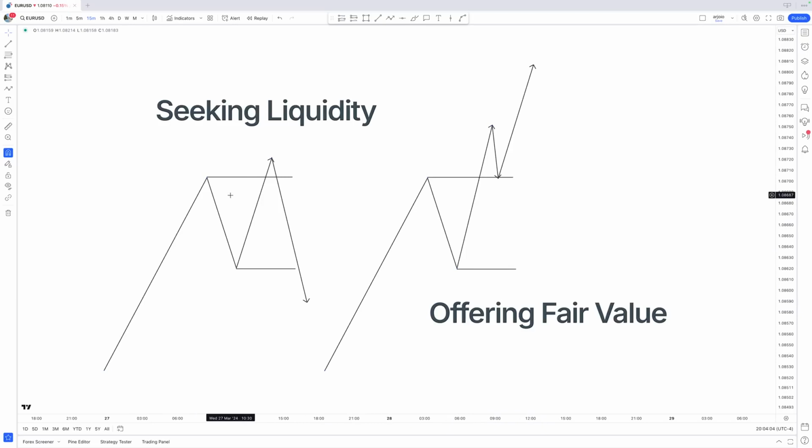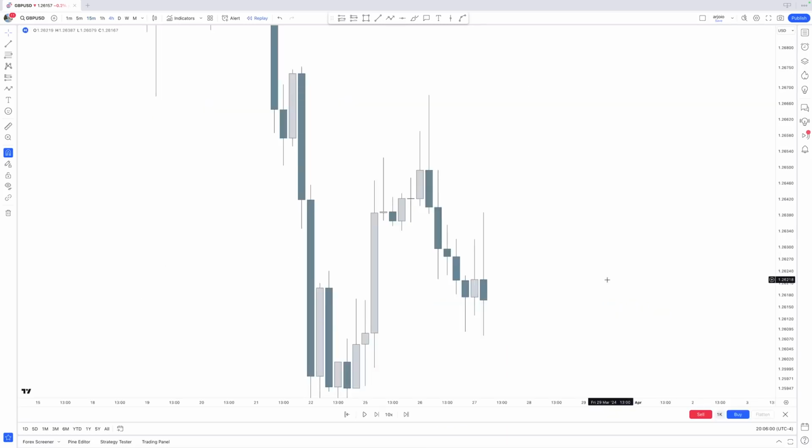The first one, seeking liquidity, is again that sweep of liquidity as well, where offering fair value is associated with that run on liquidity. Here we are on GBP/USD on the 4-hour time frame. The higher time frame premise is to already continue lower, so I'm already looking at lower prices. That's quite important to understand, so we won't go over the higher time frame fully in depth right now.